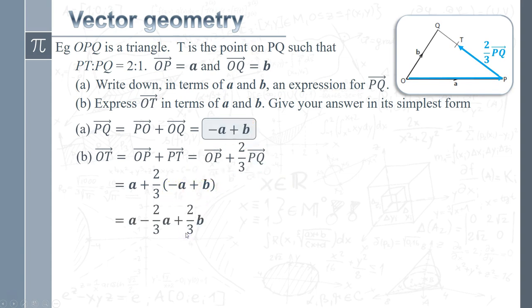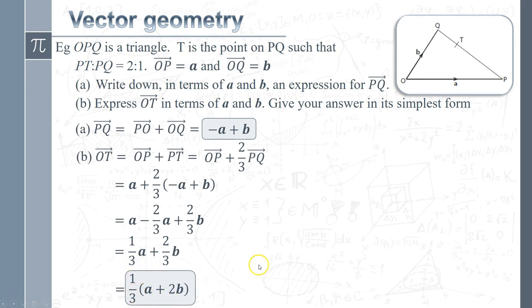So the next job is just a bit of multiplying out and tidying up. Multiply the brackets, get all my A's together, and then you could leave it like that if it just says express it in terms of A and B, which we've done. But it says give your answer in its simplest form, and it's always useful to do a bit of factorising where possible, and you'll see more reasons for why we need to do that later on. So take out the third, and we've got 1/3 of A plus 2B.